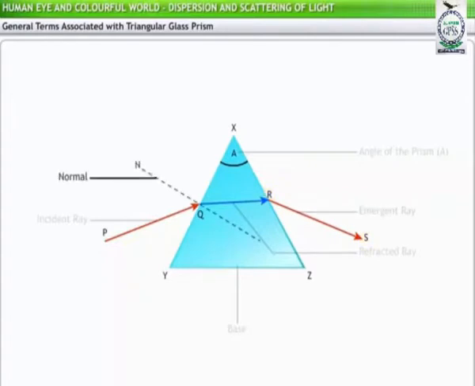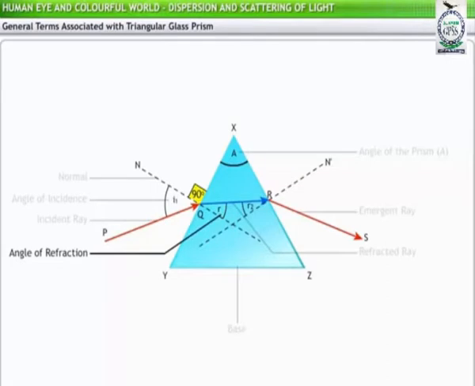Normal is the imaginary line drawn perpendicular to the surface at the point of incidence. The angle formed between the incident ray and the normal at the point of incidence is known as the angle of incidence. Thus, here angle I1 is the angle of incidence on the face represented by XY. Similarly, angle R2 is the angle of incidence on the face represented by XZ. The angle between the normal and the refracted ray is known as the angle of refraction.